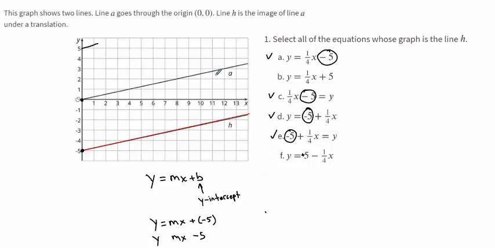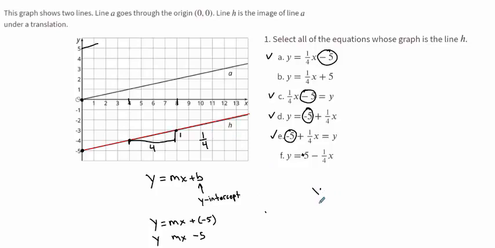So the other thing we need to look at is the slope. What is the slope of line H? Well, if I pick two points, I'll just pick here and right here, so I can make my slope triangle. I have a vertical change of 1, from here to here. And a horizontal change of 1, 2, 3, 4. I'm going from 4 to 8, which is a change of 4, so my slope would be 1/4.